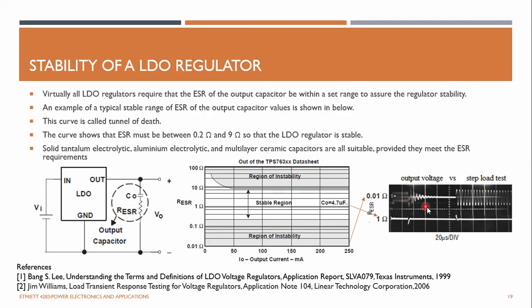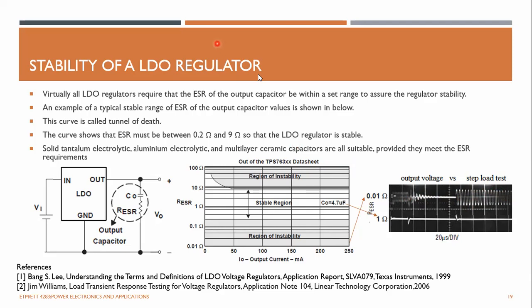As you can see, you can change your load current from 0 to 250 milliamps, just by switching on your load. If you use the ESR within this range, the 1 ohm, the output voltage will just drop slightly and come back to the normal 5-volt range. But if you use an unstable ESR, either very low or very high, in this example a very low value, and you change your load from low to high or vice versa, this is what your output looks like. It oscillates. It's an unstable system, right?